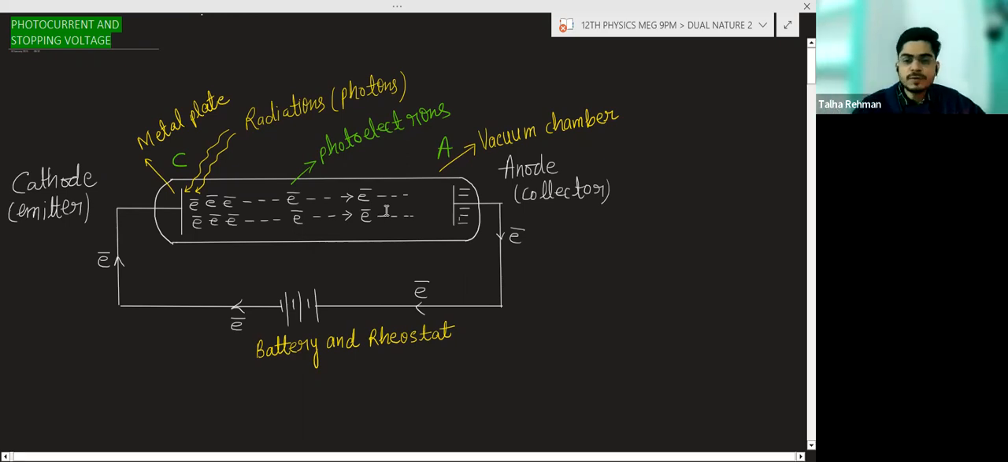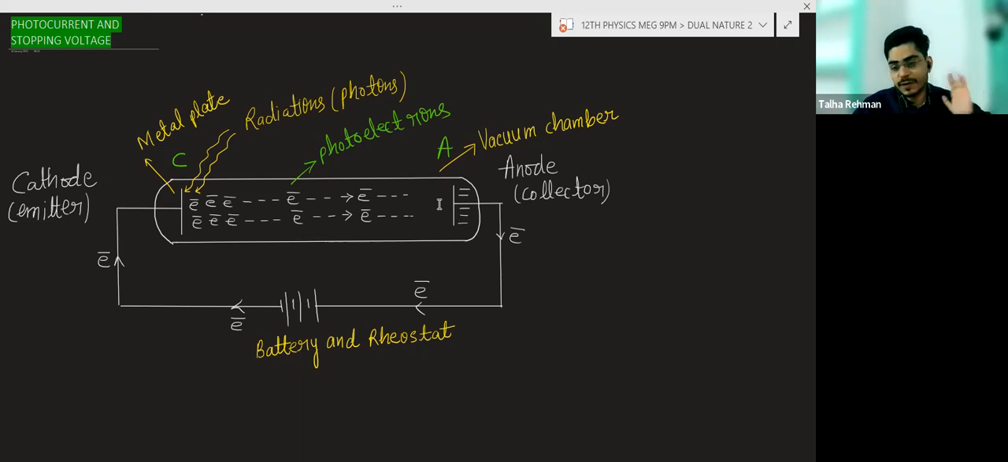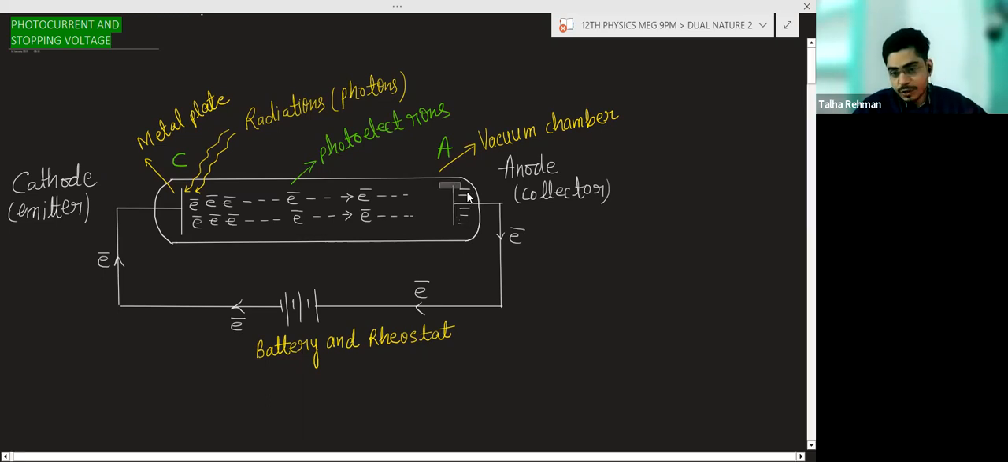At a certain value of the negative voltage, no electron will reach the anode due to the force of repulsion. In that condition, the photocurrent becomes zero, and that negative potential at the anode at which not even a single electron can reach the anode is known as the stopping potential.